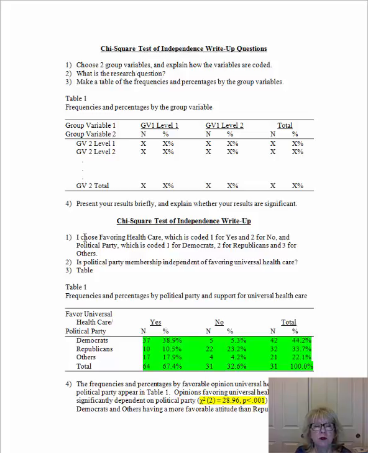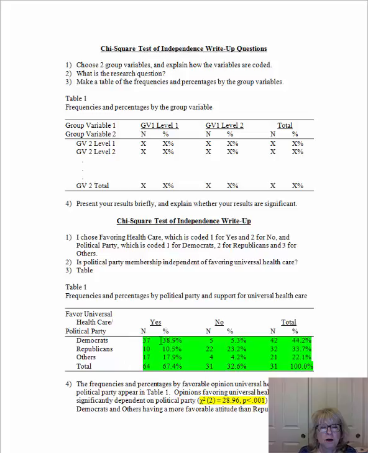In my example, I chose favoring healthcare, which is coded 1 for yes and 2 for no, as one of my categorical variables. And then I chose political party, which is coded 1 for Democrats, 2 for Republicans, and 3 for others. So my research question is: is political party membership independent of favoring universal health care?